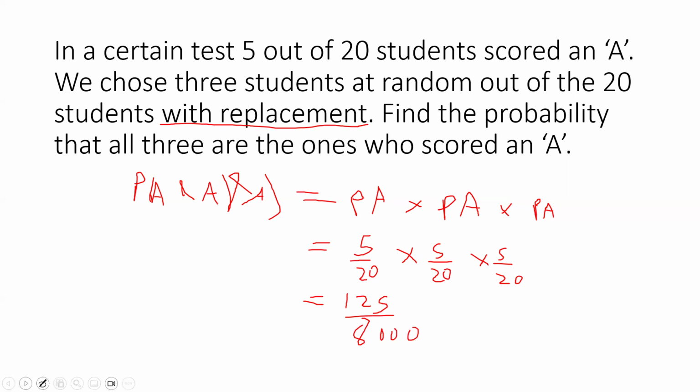And that's how you normally work with the calculations together with how you understand the probability. Okay. Thank you, guys.